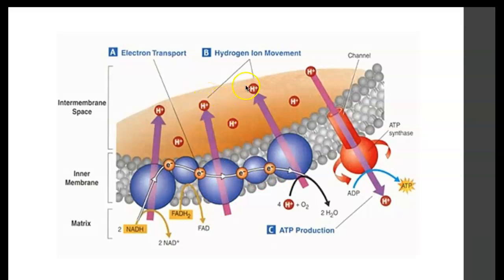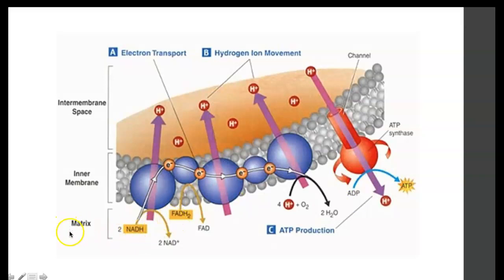And then again, the reason why we want hydrogens in the inner membrane space is so that hydrogens can move through ATP synthase and convert ADP into ATP by adding a phosphate to ADP. So essentially that is the electron transport chain.